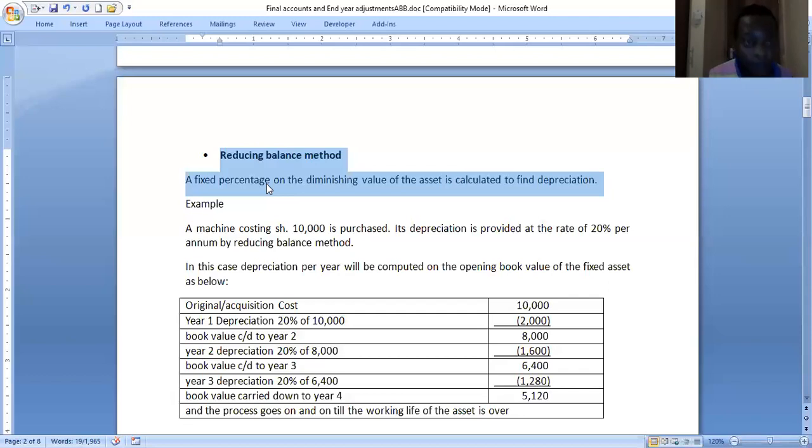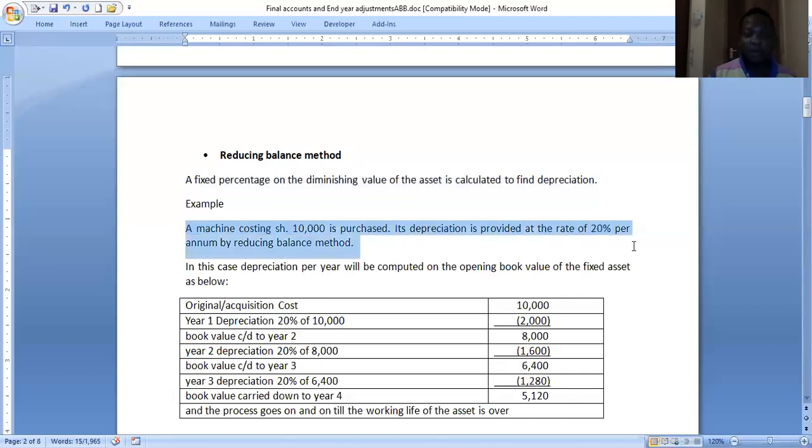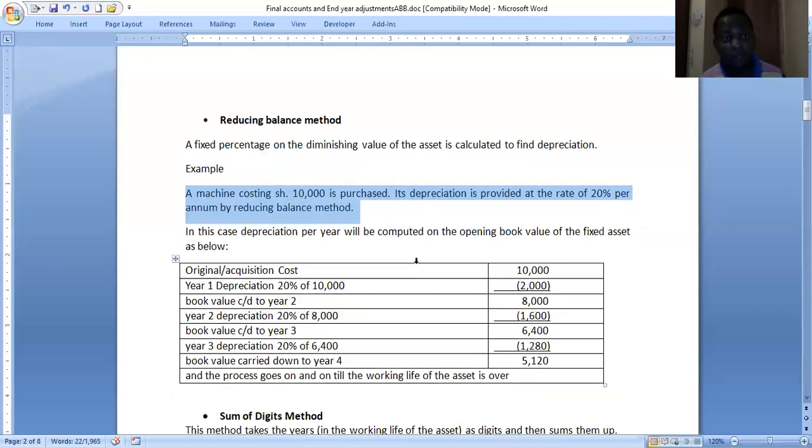So under reducing balance method, we charge a fixed percentage on the diminishing value of the asset. So when you charge a fixed percentage on the diminishing value of the fixed asset, you find that the amount of depreciation will decline over time. So for instance, we have a machine costing 10,000 shillings that is purchased. Its depreciation is provided at the rate of 20% per annum by reducing balance method. So we are told that the depreciation approach here is the reducing balance. So we are needed to show the depreciation per year for the asset.